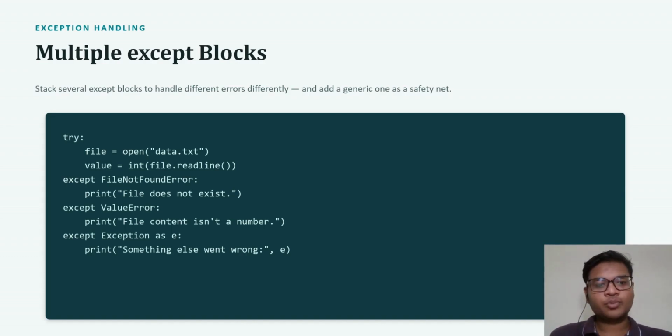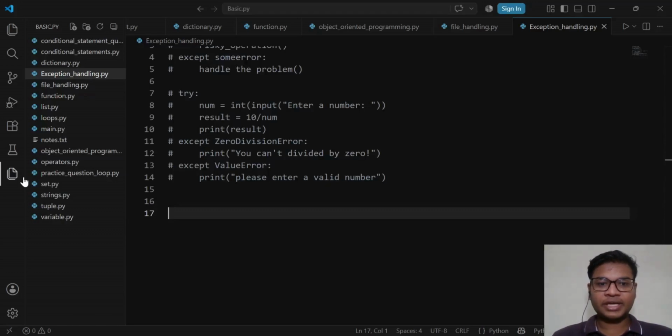The second except block is ValueError: file content isn't a number, correct? The third one is except Exception as e: print something else went wrong, and e. What does it mean? Let's do this in brief, and move forward.